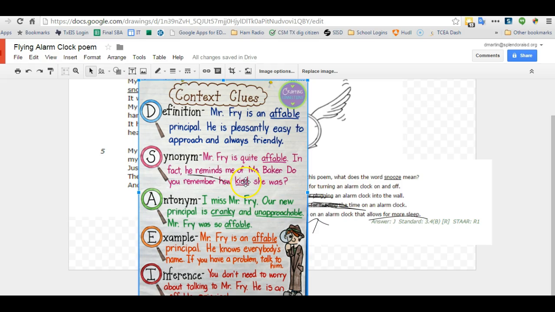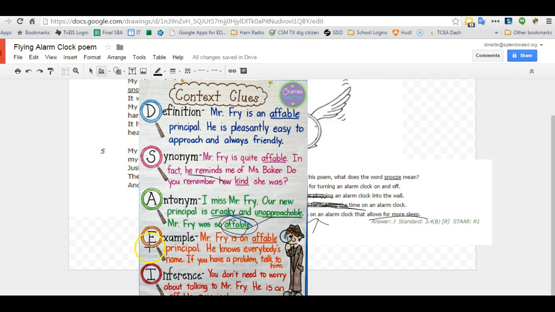Another strategy that the author will use sometimes, instead of giving you the synonym, something similar, they will give you the opposite. They will give you the antonym. For example, I miss Mr. Fry. Our new principal is cranky and unapproachable. Mr. Fry was so affable. Now we might not know exactly what affable means, but we know that it's the opposite of what? It's the opposite of cranky and unapproachable.